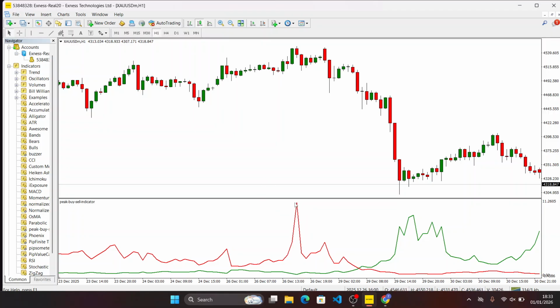It is not foolproof, can generate incorrect indications, and should be used together with other technical and fundamental analysis plus sound risk management.